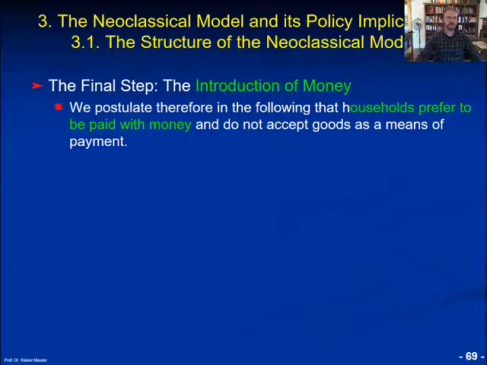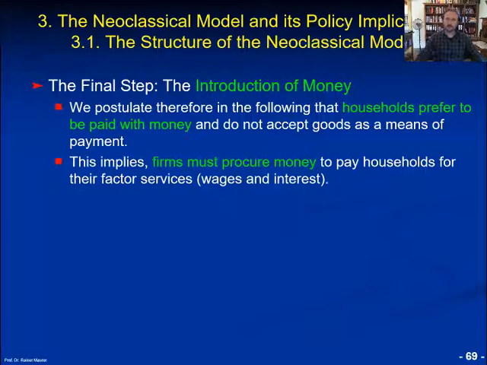We postulate, therefore, in the following that households prefer to be paid with money and do not accept goods as a means of payment. This implies firms must procure money to pay households for their factor services, wages and interest payments.